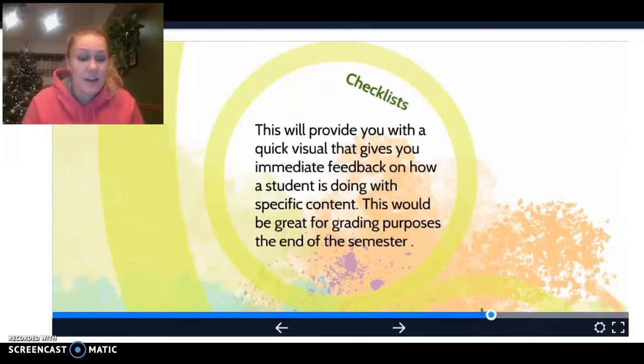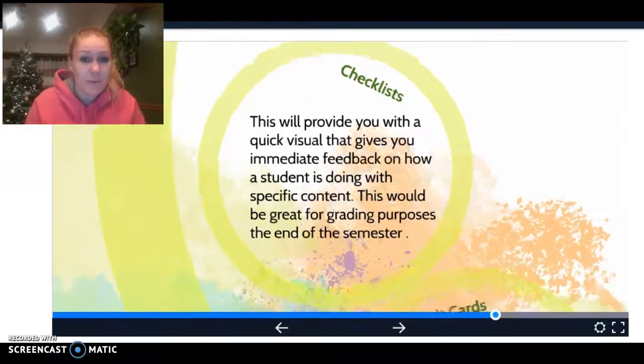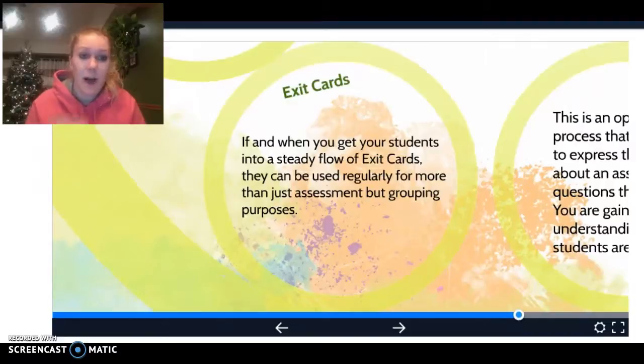The checklists. These are quick visuals. You can automatically pull them out and, oh yes, okay, little Johnny got that right away. Or, oh, at first he really missed the point on this, and now let's go back into it. Okay, he has mastered this, so I can go ahead and check this off now. Great for grading purposes after the fact.